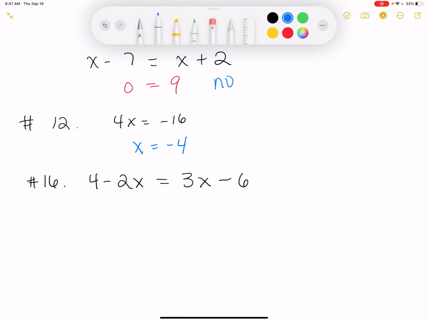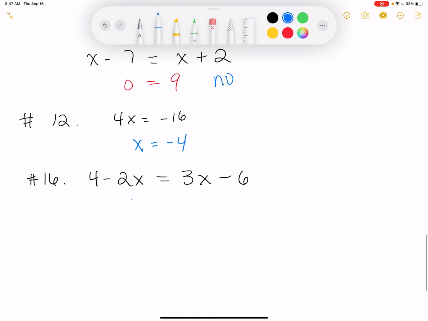So subtract the 3x over, so minus 5x equals 10. Wait a minute. x equals 2. Oh, you're subtracting. Where are you guys getting 10 from? There's a 10 in the problem. I said 5x equals 10. And then it's 2. I was right.